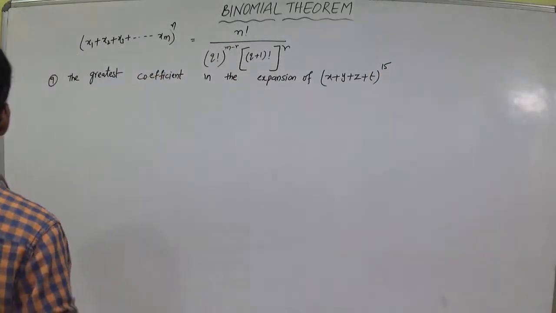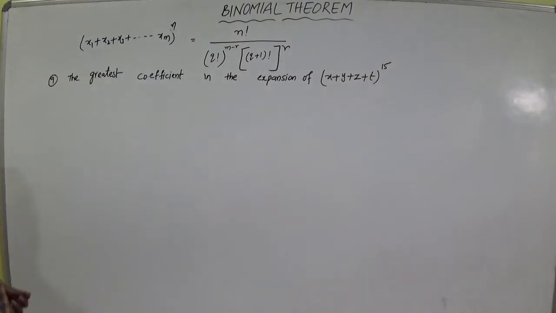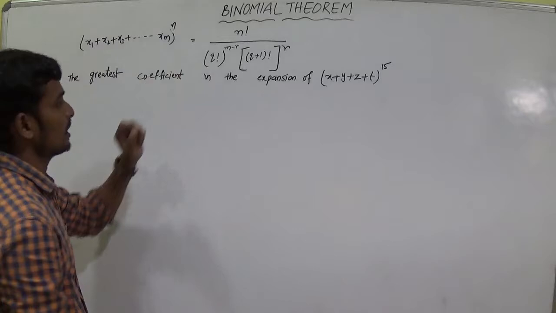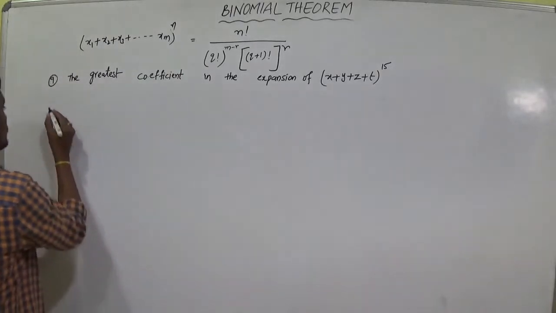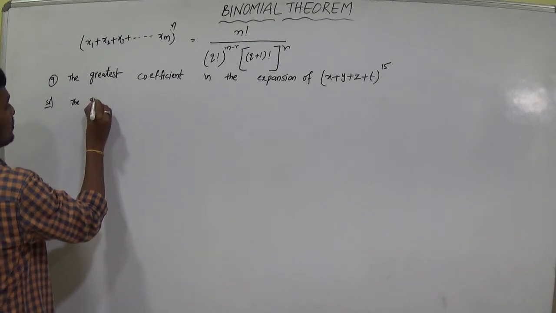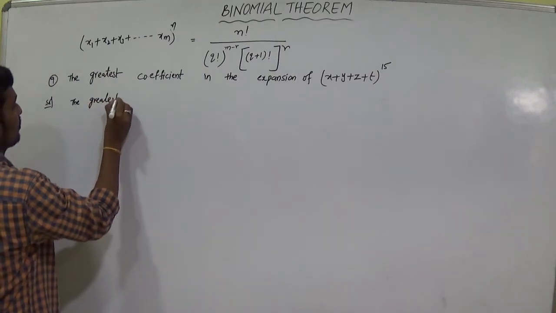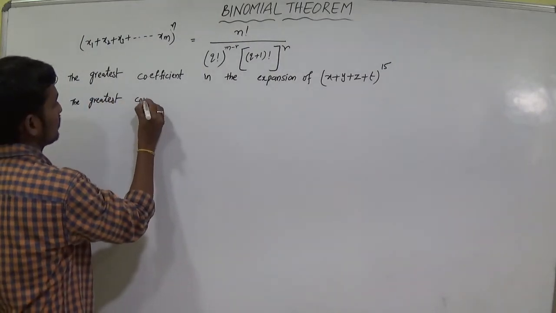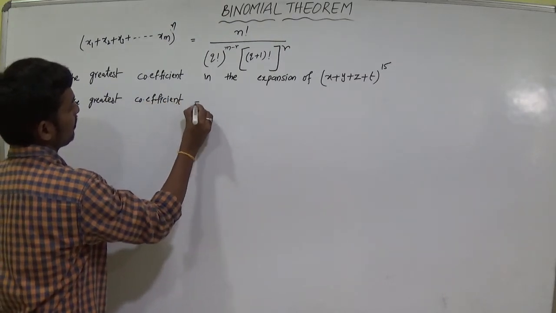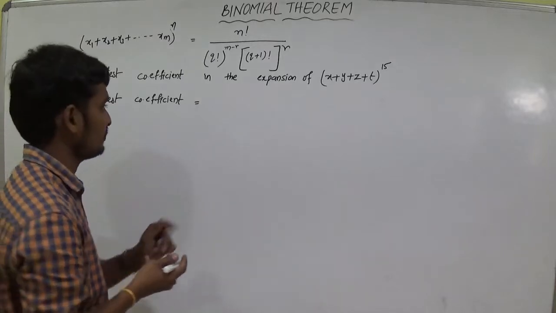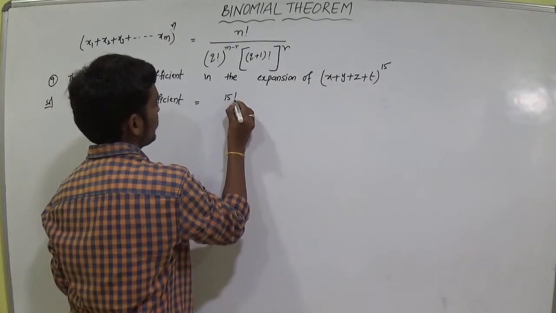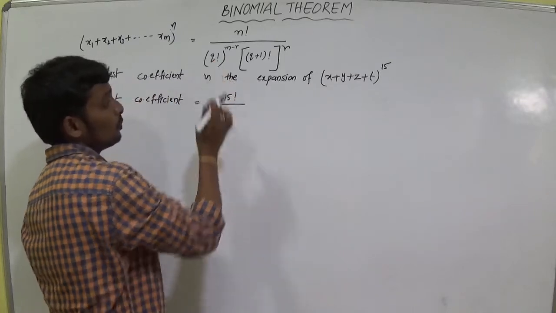(x + y + z + t) whole to the power of 15. So the greatest coefficient, we can use that formula. The greatest coefficient is equal to n factorial. What is the value of n? 15. So 15 factorial by, here q, what is q?